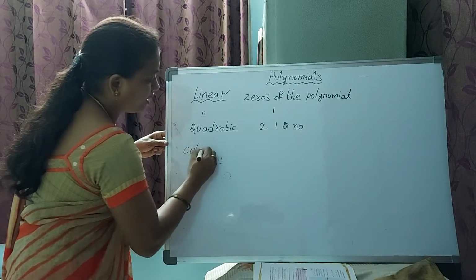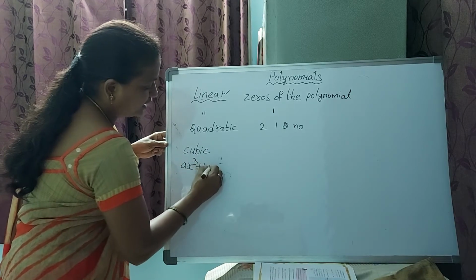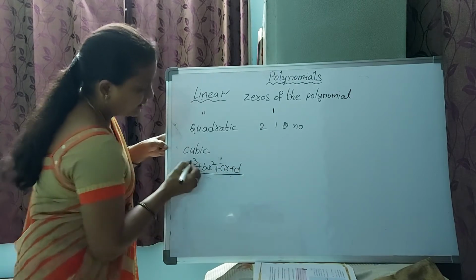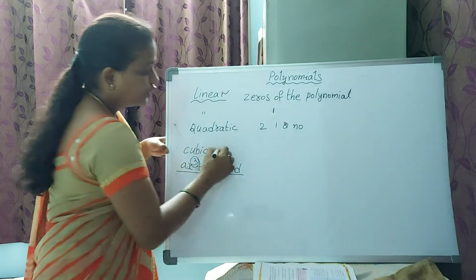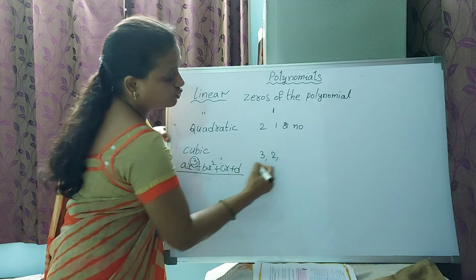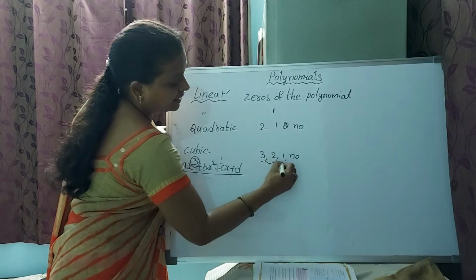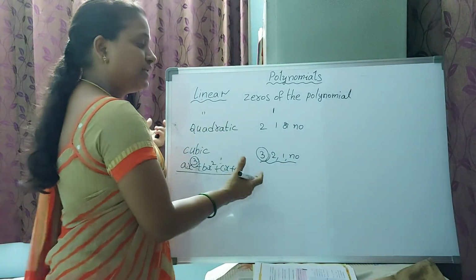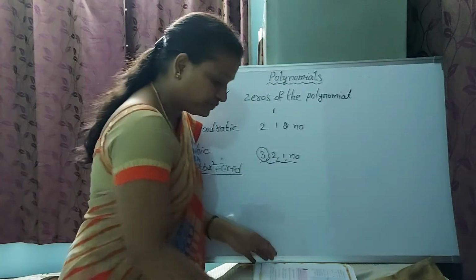For a cubic polynomial, what is a cubic polynomial? ax cube plus bx square plus cx plus d. This is the cubic. That means the highest power should be cube, 3. For a cubic polynomial, it may have 3 or 2 or 1 or none also. At most 3 will be there. Okay, now see the textbook.